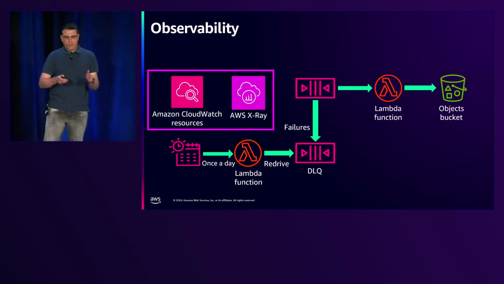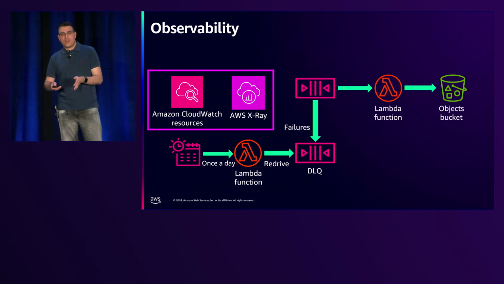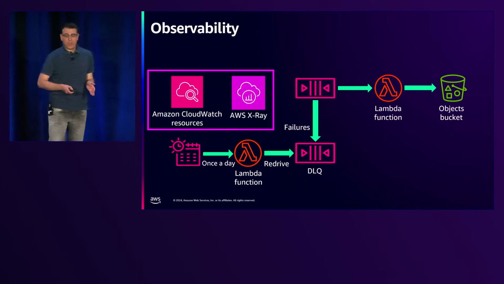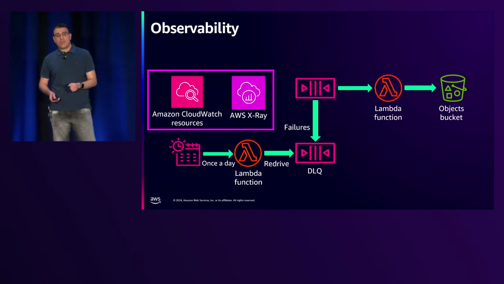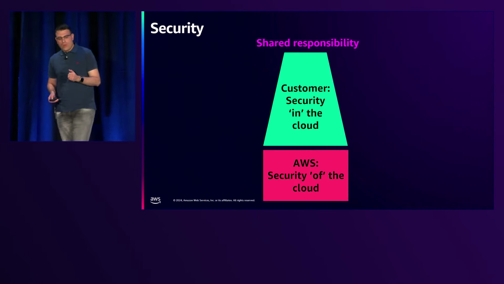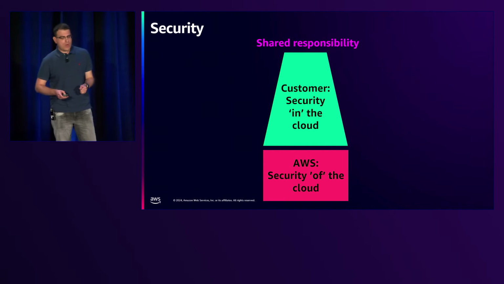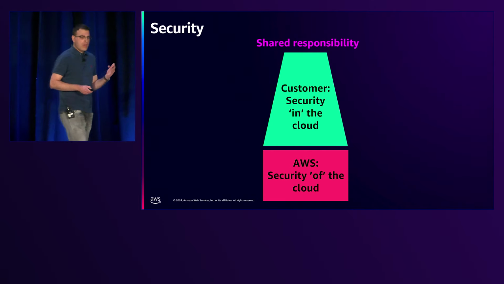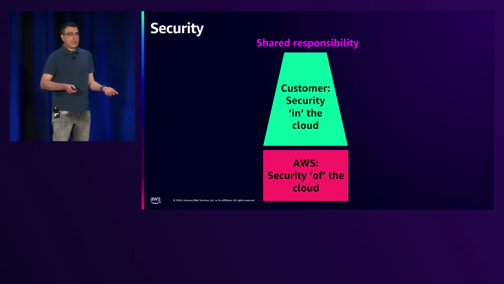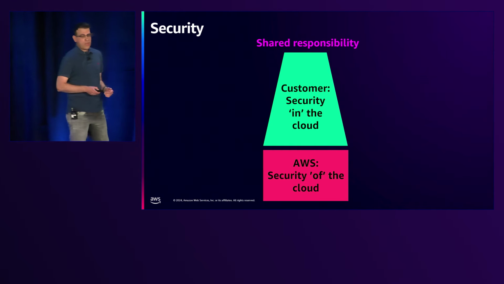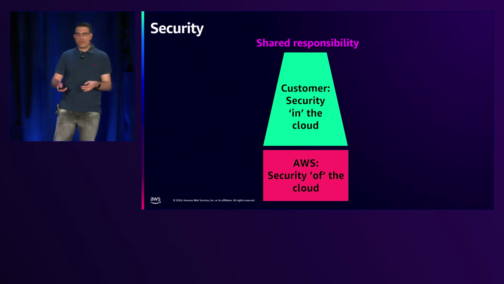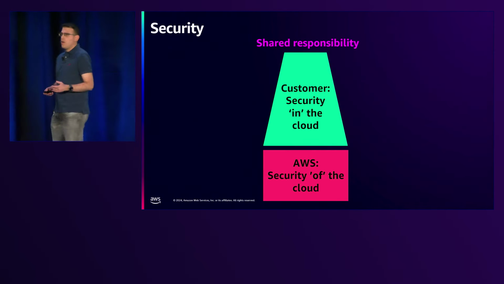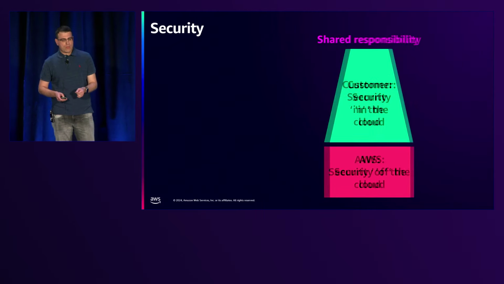OK, so we started with 3 icons. We now have 8 icons, but we're not done yet. Let's talk about security. We're all familiar with the shared responsibility model, where AWS takes care of the security of the cloud. And as the customers, we take care of the security in the cloud, whether it's our business domain logic code or our infrastructure as code configurations.